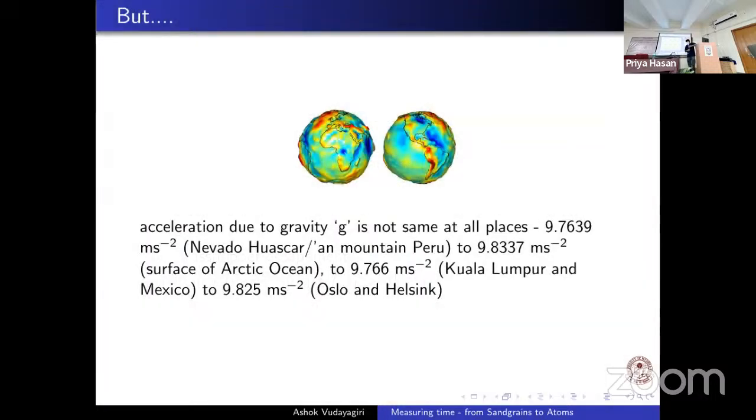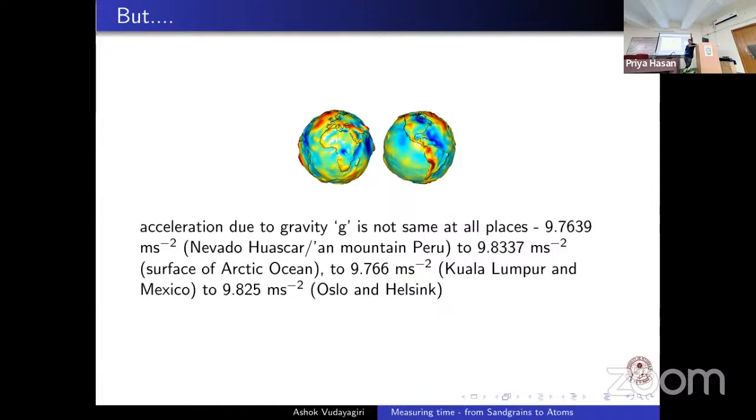Another interesting part of pendulum and accuracy of pendulum is that acceleration due to gravity is not the same everywhere. We say 9.8 meters per second squared, but that's a global average. It goes anywhere from 9.8337 to 9.76 meters per second squared, and 9.825. So G is not the same everywhere, which becomes important if you are trying to launch rockets into space, and even a small difference makes a huge difference in your fuel consumption.